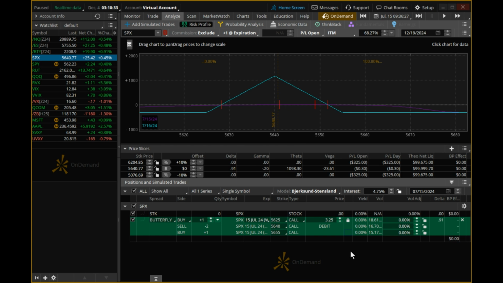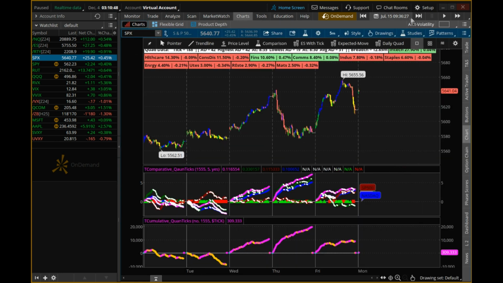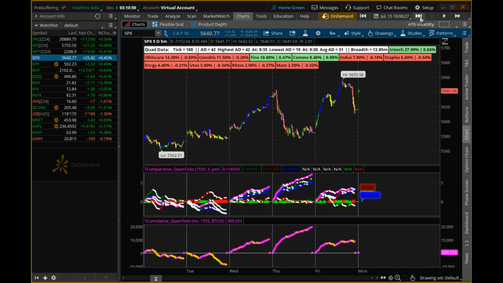The VIX is just going to sit there. The market's probably not going to move much with the VIX at 12. It's going to take longer for us to make money. It just is. So 9:36 in the morning, we're on for $3.25. Let's rock and roll to 10 a.m.